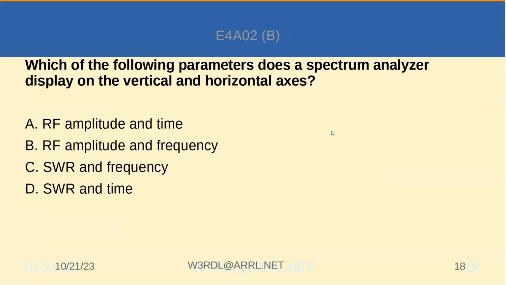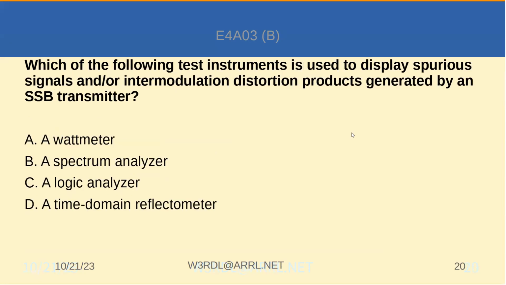Which of the following parameters does a spectrum analyzer display on the vertical and horizontal axes? Bravo. That big. Which of the following test instruments is used to display spurious signals and/or intermodulation distortion products generated by a single sideband transmitter? Bravo.